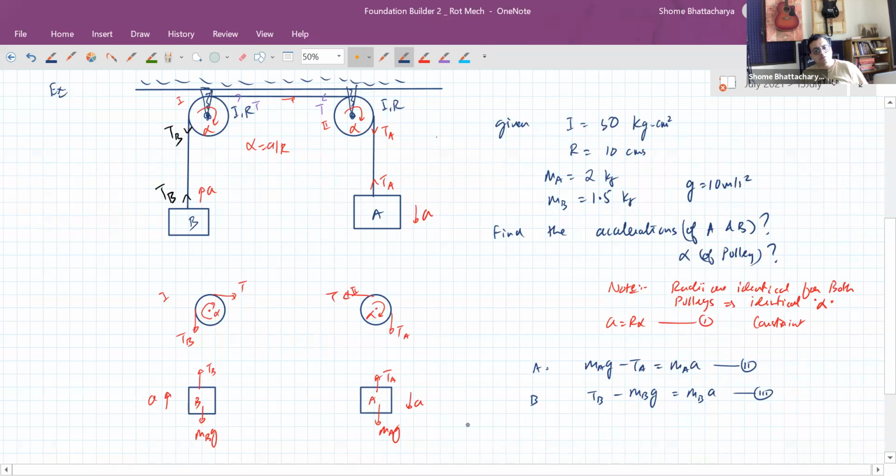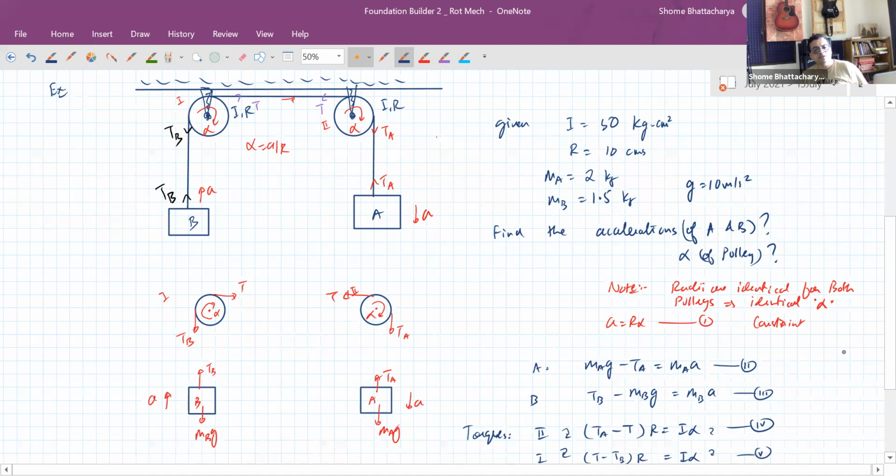Then you write the torque equations. So for pulley 2, it is TA minus T into R is equal to I alpha. And for the first pulley, it is T minus TB into R is equal to I alpha. Because both of these are rotating clockwise, you have to consider the clockwise torque.